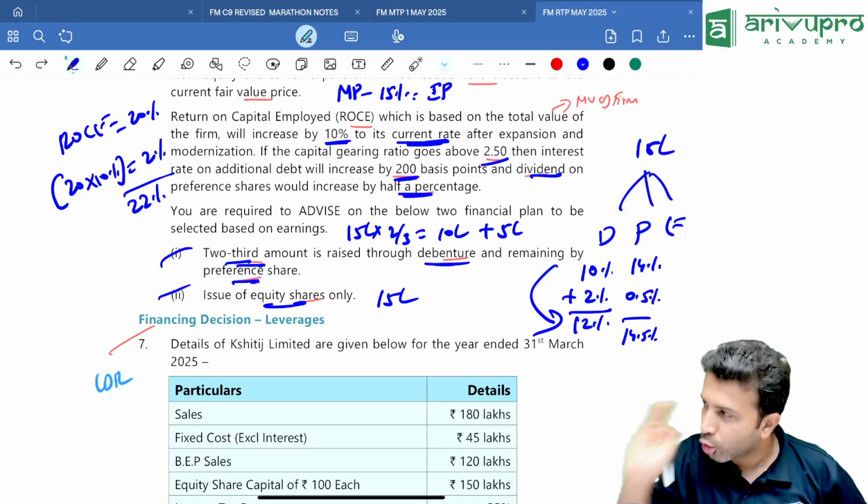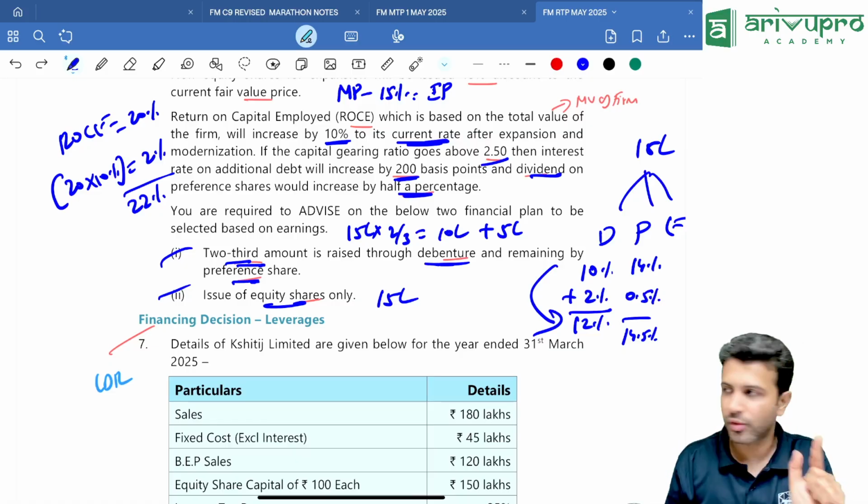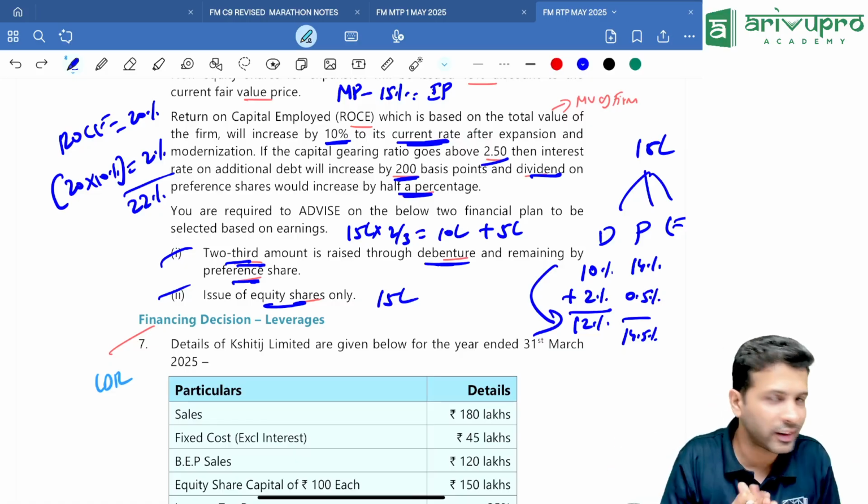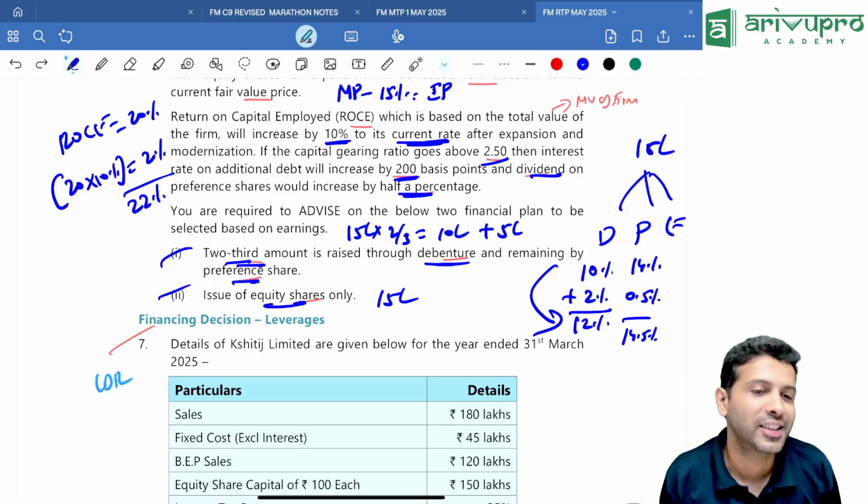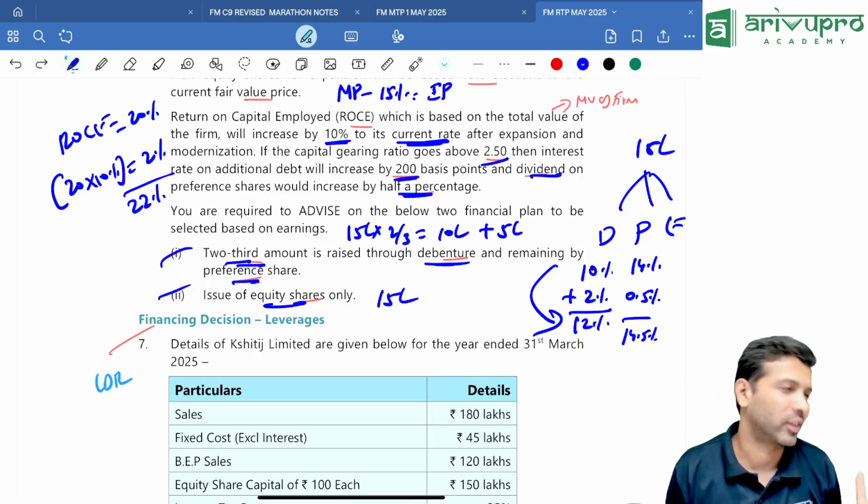Understood? Too much data, but a simple problem. Once you do it, you will get it. When you read the data it looks difficult, but once you do it, you'll realize it's not that much.